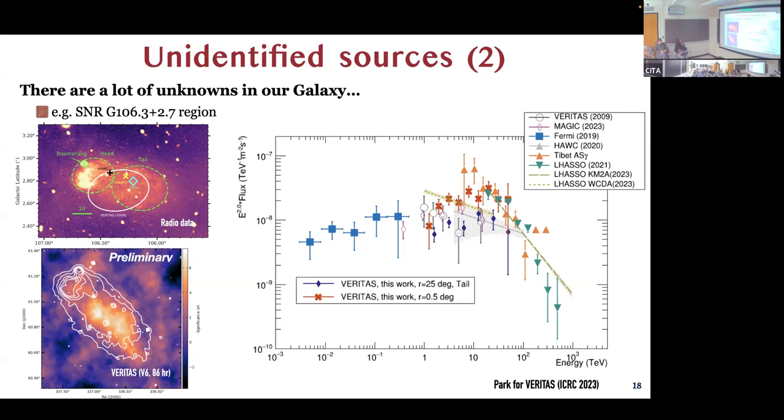Now, is the blue diamond the error box of what? This is a Fermi GeV gamma ray measurement. Okay. So basically all the GeV and higher gamma ray emission is coming from this region. The LHAASO error cross, yeah, that's consistent with the Fermi. Yeah, everything is consistent, more or less consistent.